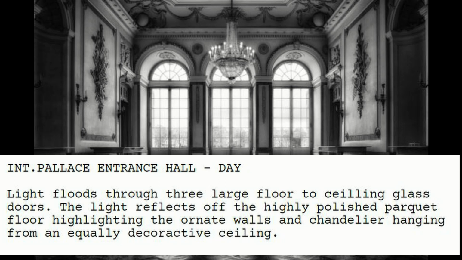Interior, palace entrance hall, day. Light floods through 3 floor-to-ceiling oval-topped glass doors, reflecting on the highly polished parquet flooring, highlighting ornate walls and a chandelier hanging from an equally decorative roof. It should be ceiling. Roofs are on the outside. So 2 lines set the idea. Now we've got the word palace.